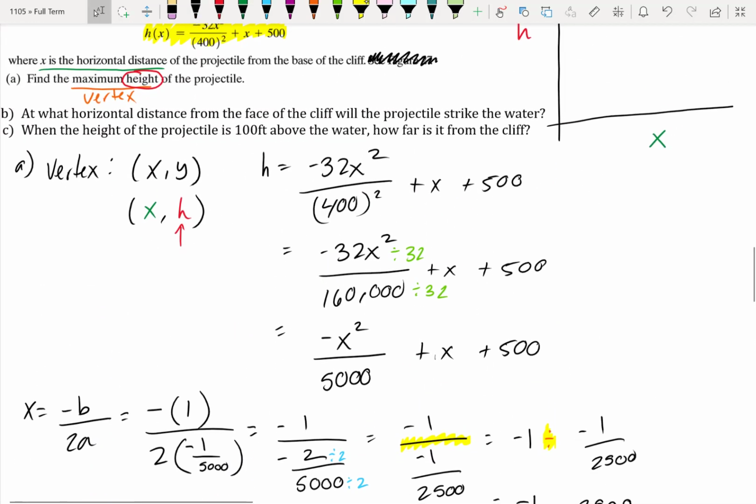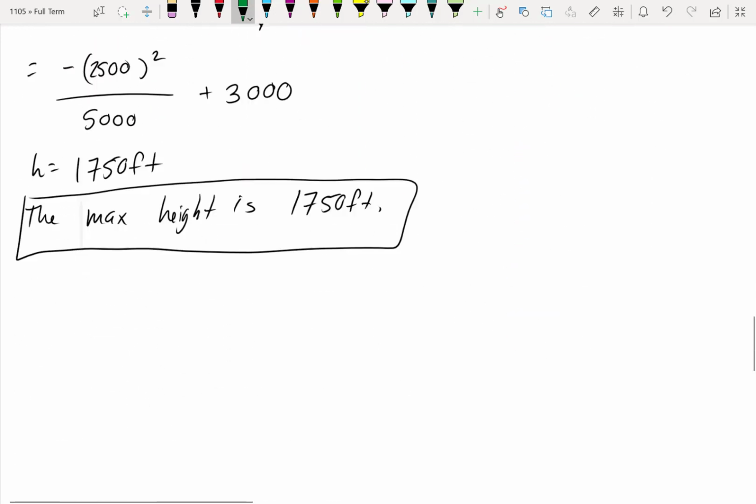Alrighty, part B. At what horizontal distance from the face of the cliff will the projectile strike the water? So horizontal distance, that means x. Nothing in here says maximum or minimum or any synonym of those words, so we're not talking about the vertex. What we're talking about, let's draw it out.